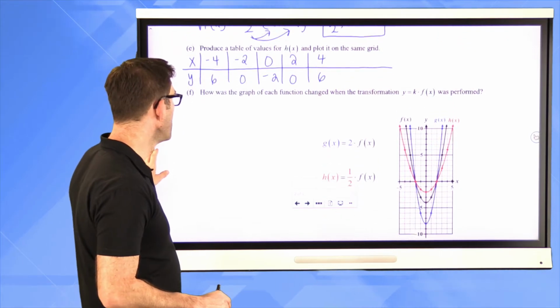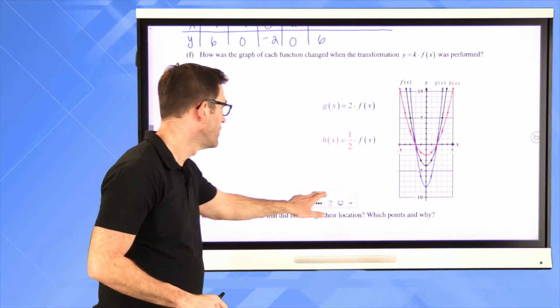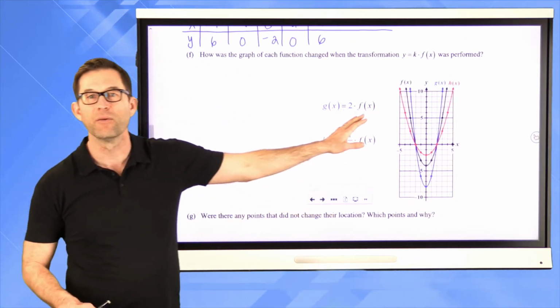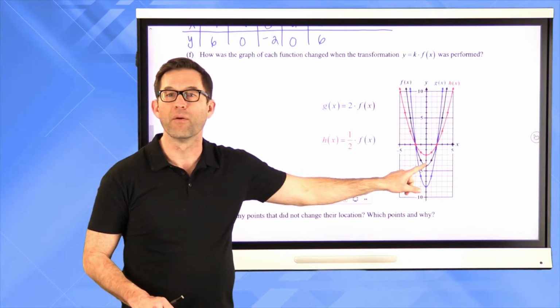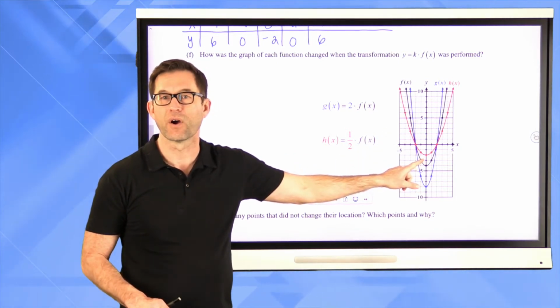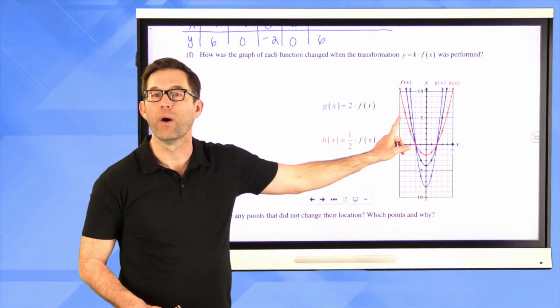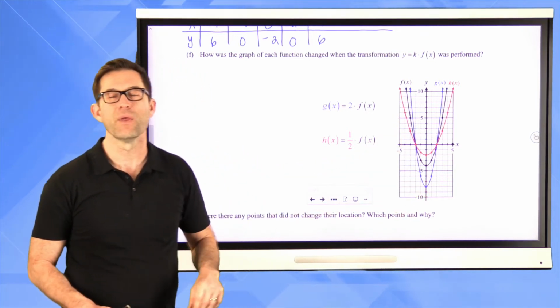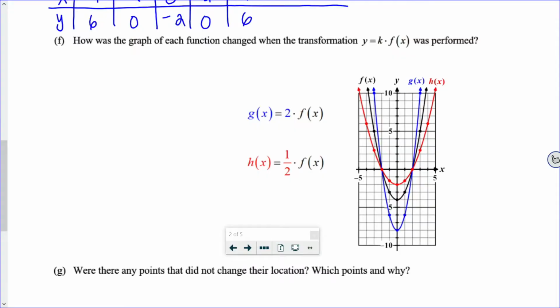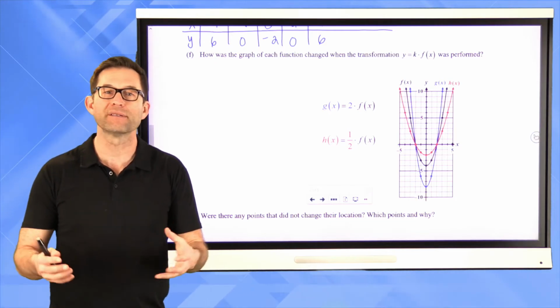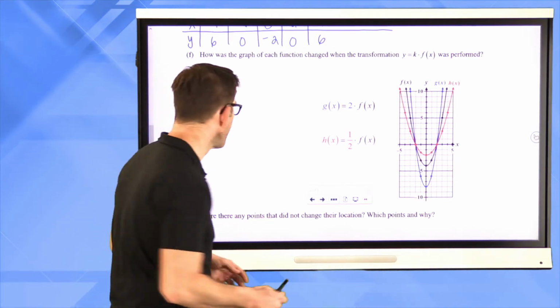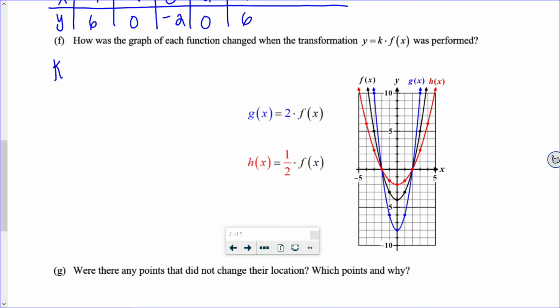Now, let's take a look. We've got our graph here. It's a little bit easier to see now. The black is the original one. That's our f of x. This one down here is our g of x, and our red one is our h of x, okay? Letter F. How is the graph of each function changed when the transformation y equals k times f of x was performed?